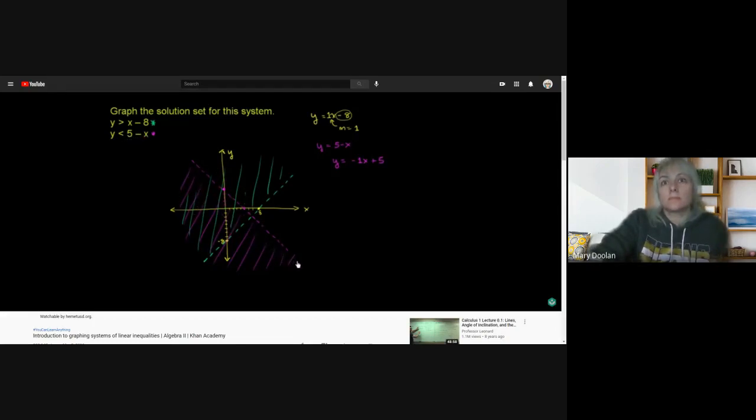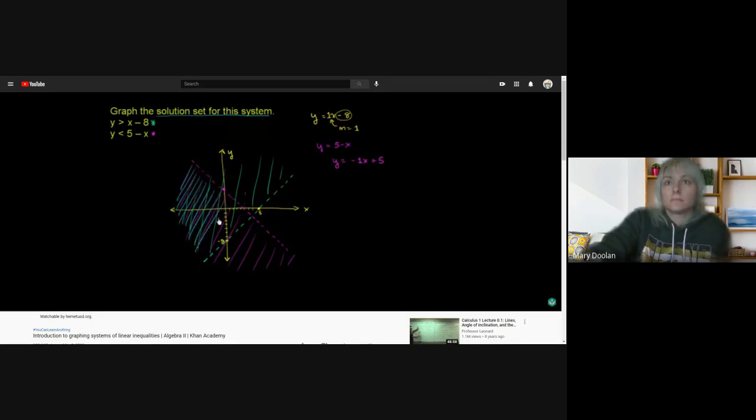And like we said, the solution set for this system are all of the x's and y's, all of the coordinates that satisfy both of them. So all the shaded in purple satisfies the second inequality. All the shaded in green satisfies the first inequality. So the stuff that satisfies both of them is their overlap. So it's all of this region in blue.